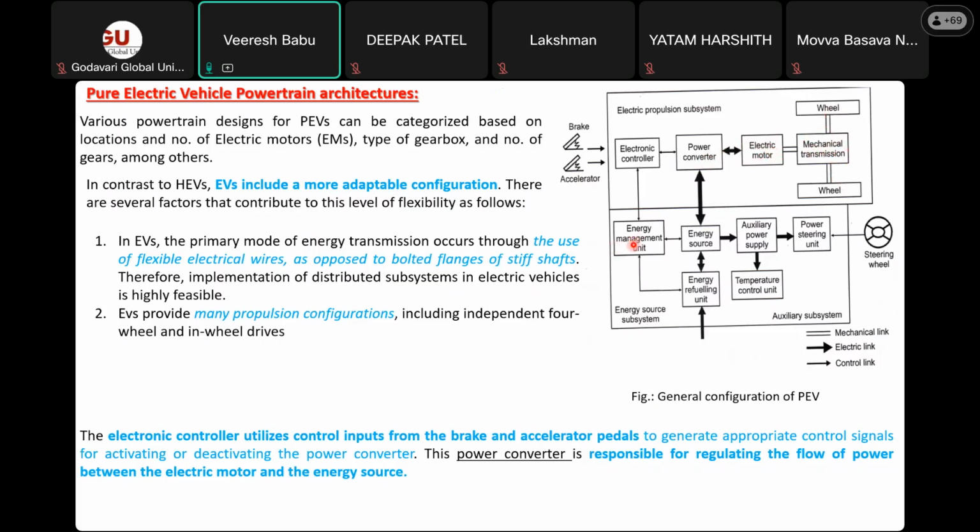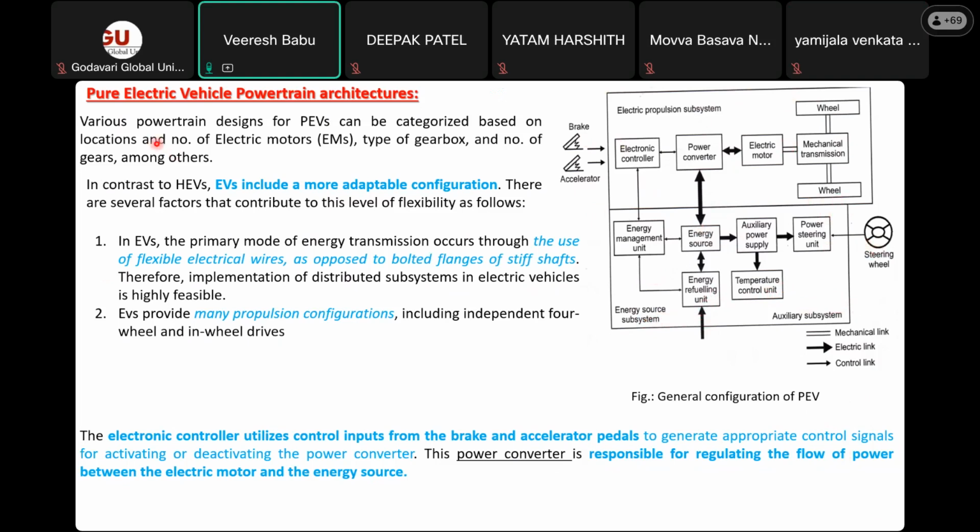Now this electronic controller is managed by the energy management system, and you can see all the components here. This is the power steering unit, and this is the power supply for power steering. The energy source is there, and the energy refueling unit is here, meaning you can plug in here. This is the temperature control unit and the energy source subsystem. This is a block diagram of how the pure electric vehicle setup looks.